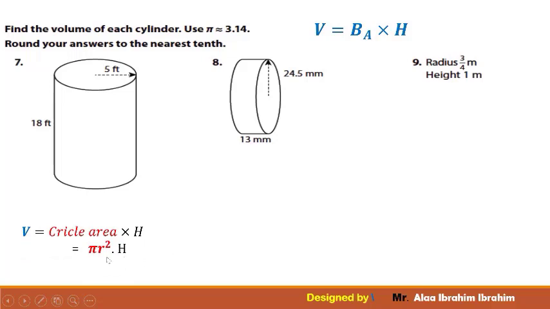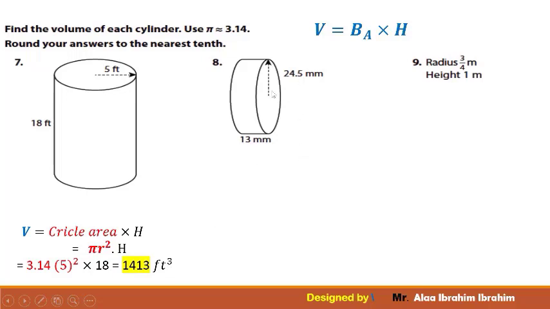So πr² times height, I change π with 3.14, and 5 is my radius, because this is my radius here, and power 2. Remember the power 2 again. Times height is 18. This is my result as 8 cube.